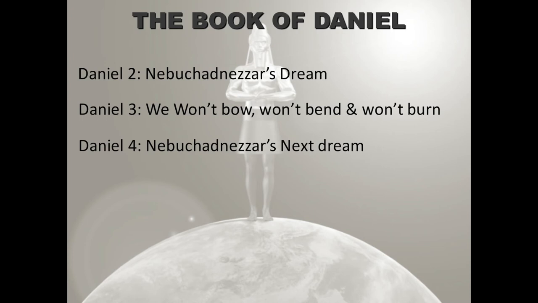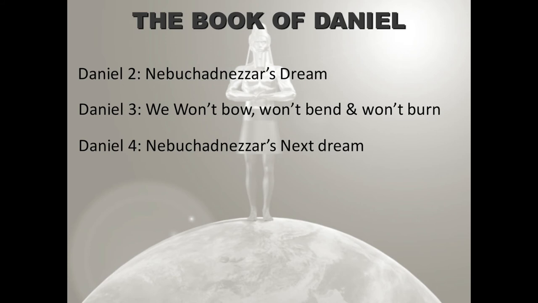We're going to see in Daniel chapter 4 that Nebuchadnezzar has another vision. He doesn't understand it, and Daniel's going to tell him that the point of this vision in Daniel 4 and verse 17 is that the living may know that the Most High ruleth in the kingdom of men and giveth it to whomsoever he will and setteth up over it the basest of men.